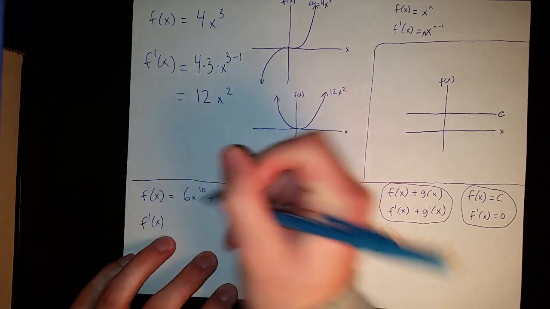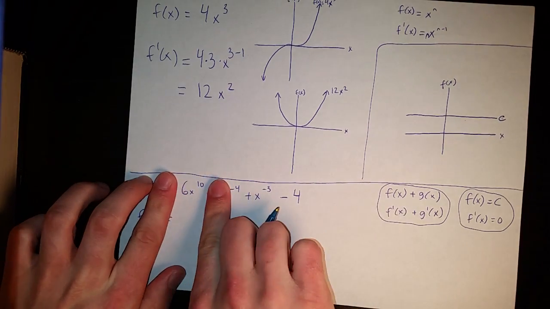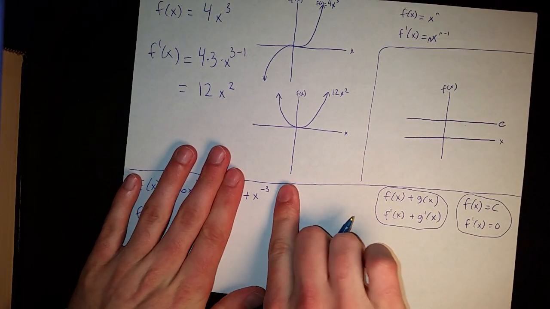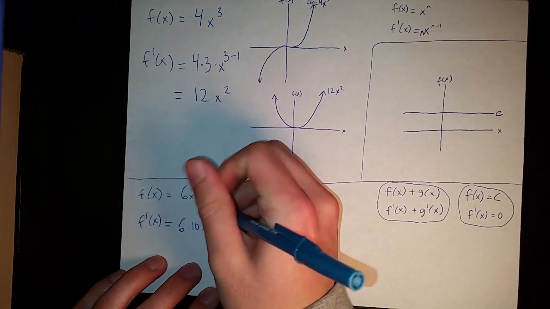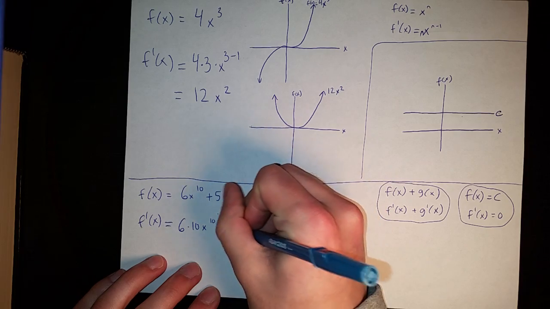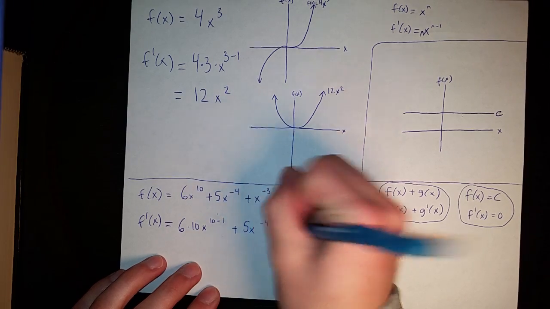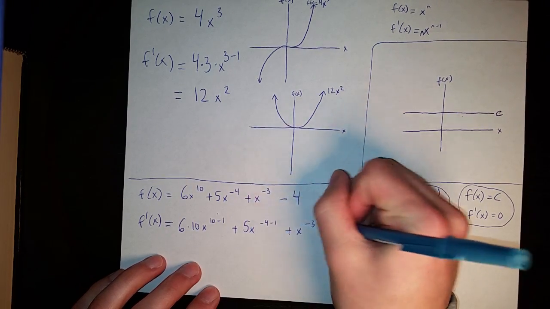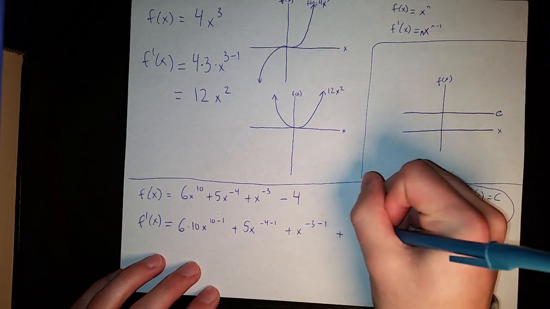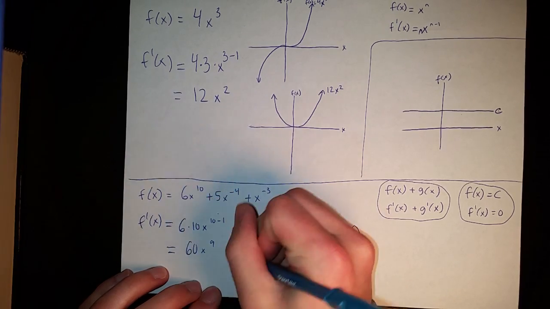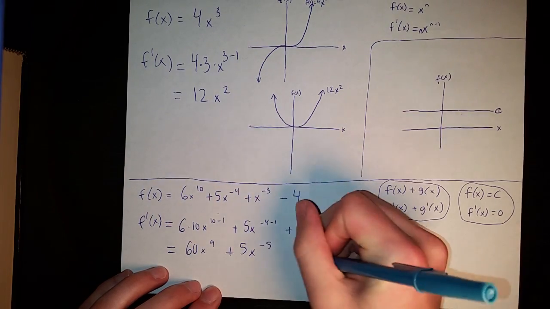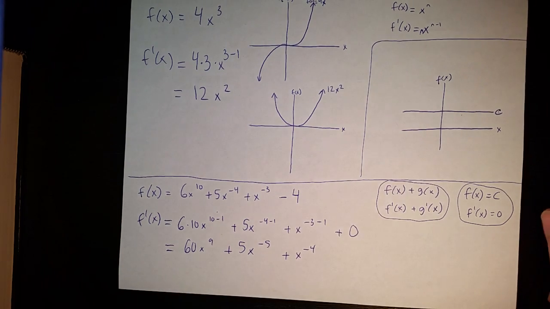It's additive, so we can just take each component, take that derivative, take that derivative, take that derivative, take that derivative. Okay, so 6 times 10 times x to the 10 minus 1, plus 5 times minus 4 times x to that, plus minus 3 times x to the 3 minus 1, plus 0. All right, so that's easy. That's the power rule.